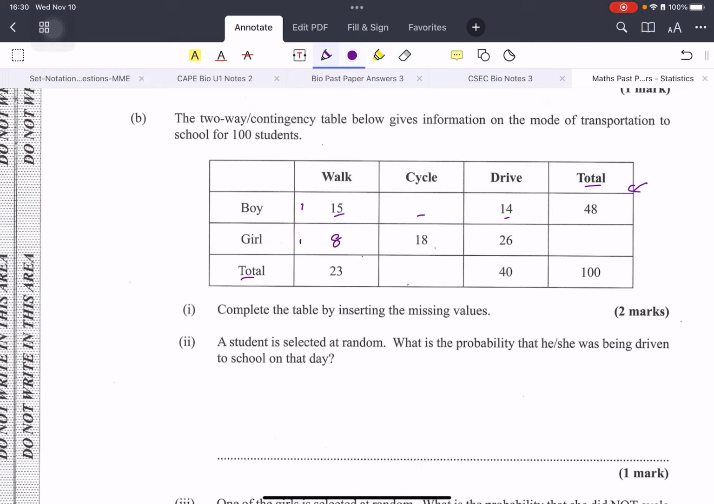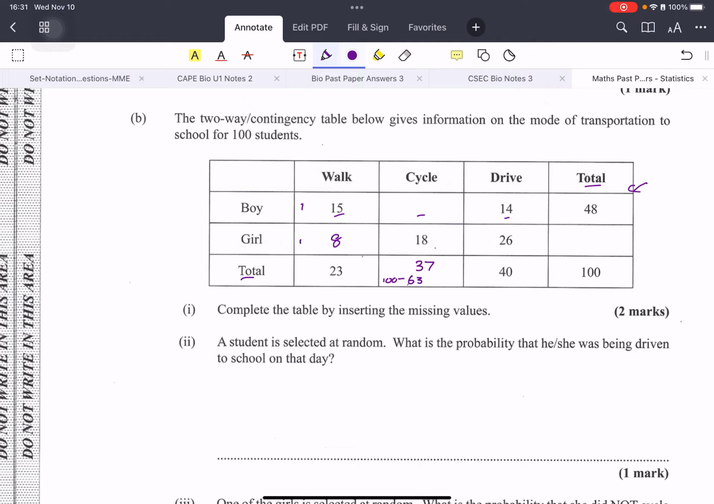Okay, let's see what else we can work out. 23 in total walk, 40 in total drive, and there are 100 students, right? So what do we need to add to 23 and 40 to get 100? So 23 and 40 is 63, okay? So 100 minus 63 would be the answer that we would put for cycle, and that is 37 students in total cycle.